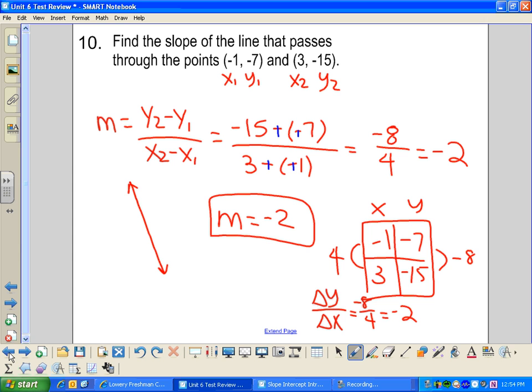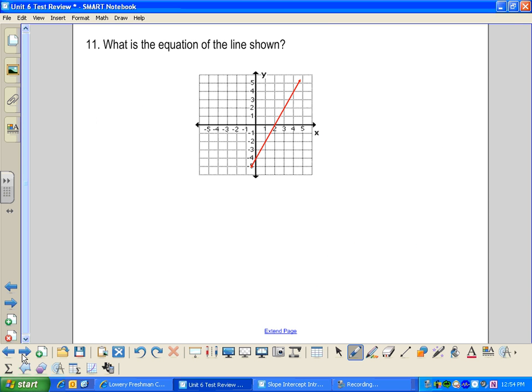We now have 2 options. What's the equation of the line shown? Well, if I'm going to write that equation, I'm going to be writing it in slope-intercept form, y equals mx plus b. I've got to figure out 2 things: what my slope is and what my y-intercept is. And if I can do that, I'm good to go.